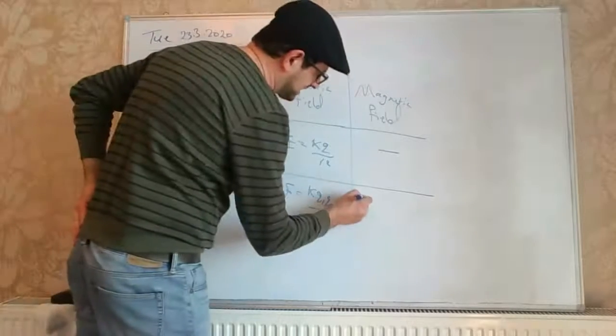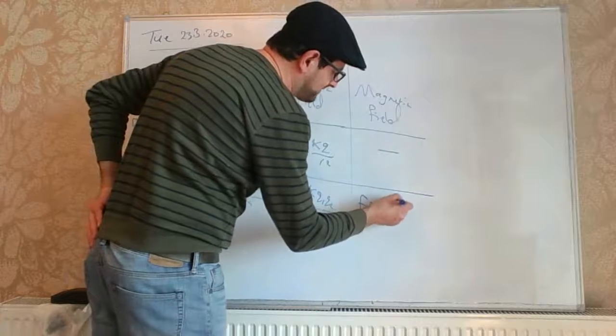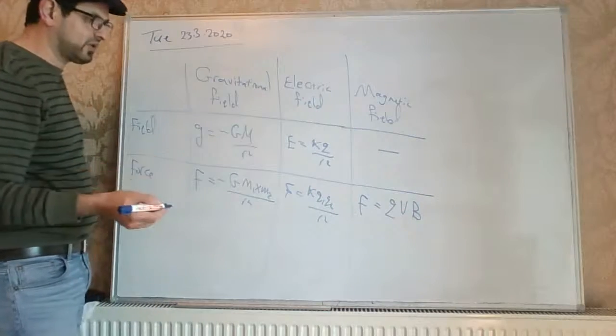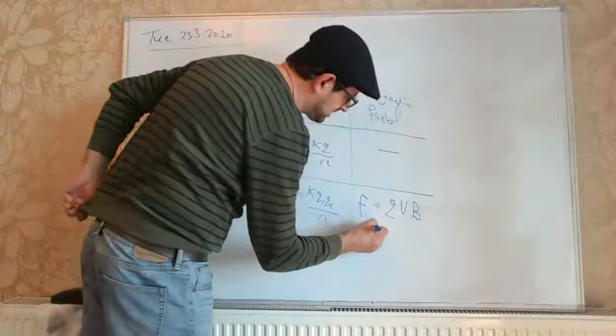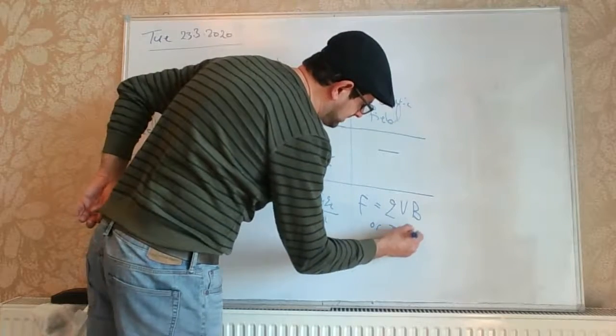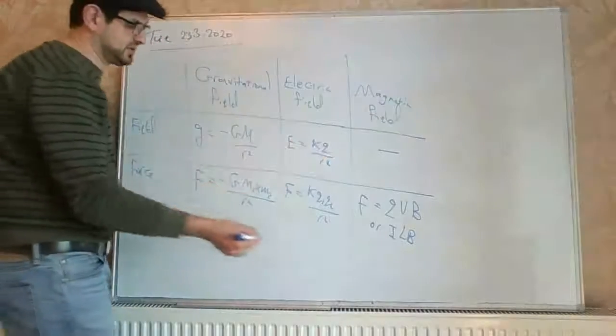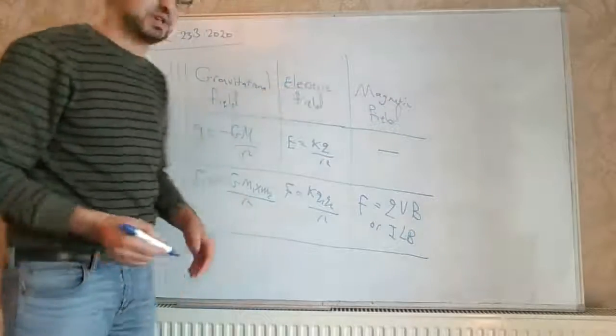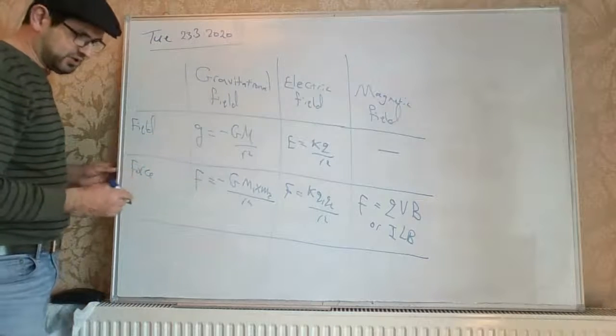Here, of course, we wrote F equals QvB, or ILB if we are talking about current. Of course there is sine theta, but they have nothing to do with this. The book is not mentioning this, but I want to mention it on purpose.